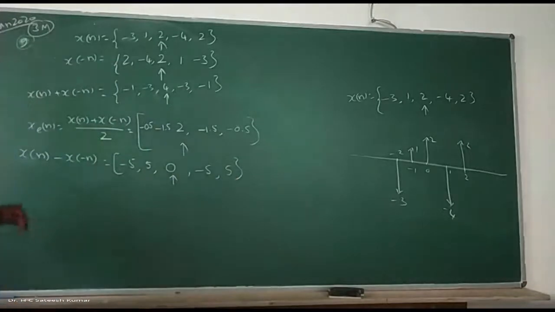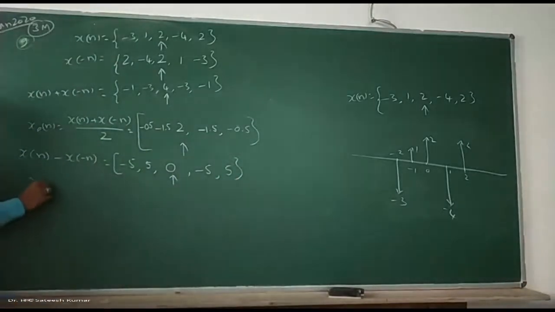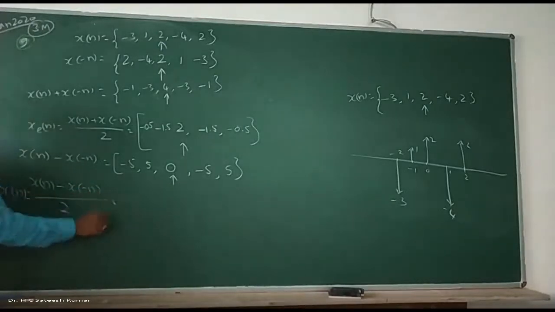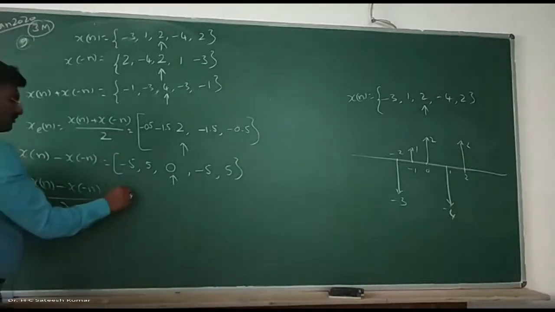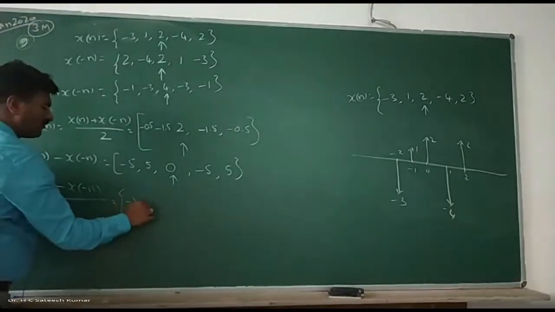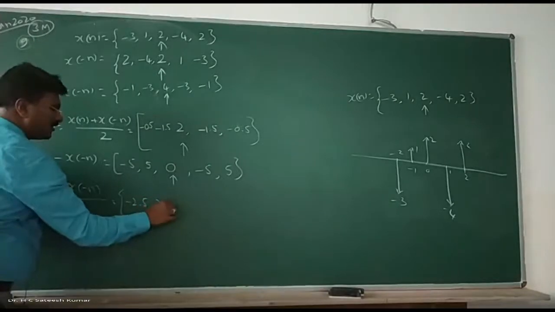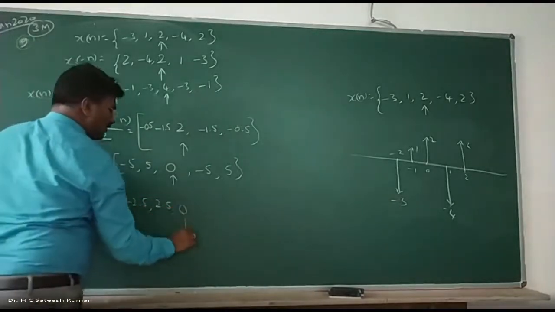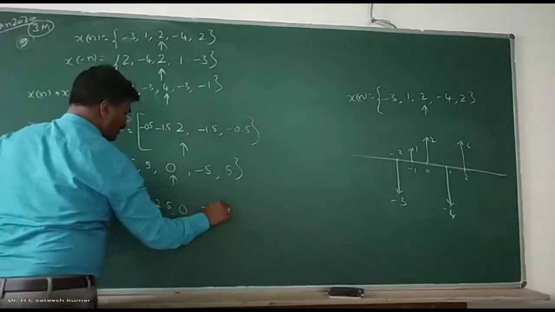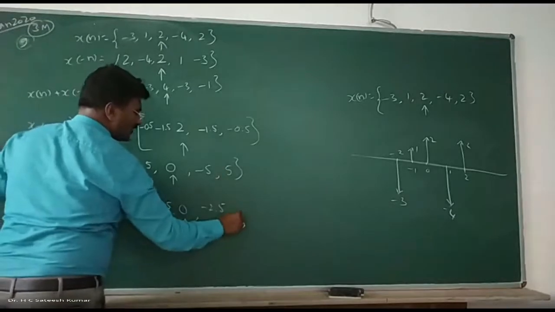Okay, right. So now, x of n minus x of minus n divided by 2, that we call xo of n, is equal to, divided by 2, minus 2.5, 2.5, 0, minus 2.5. What we have is 2.5.